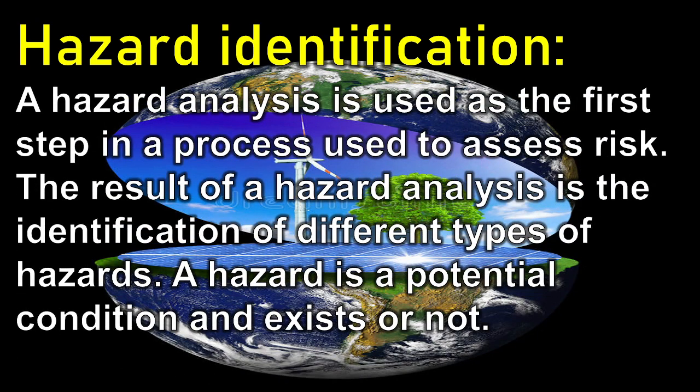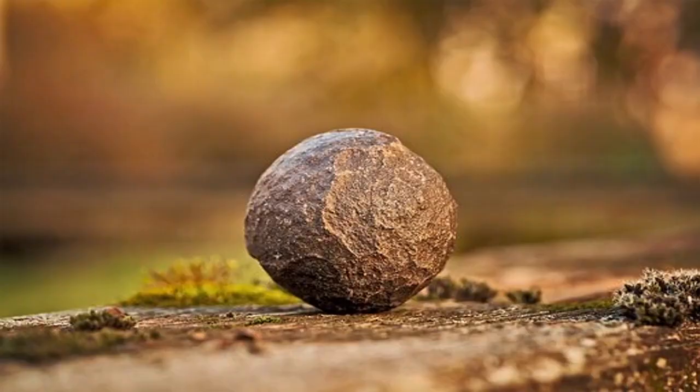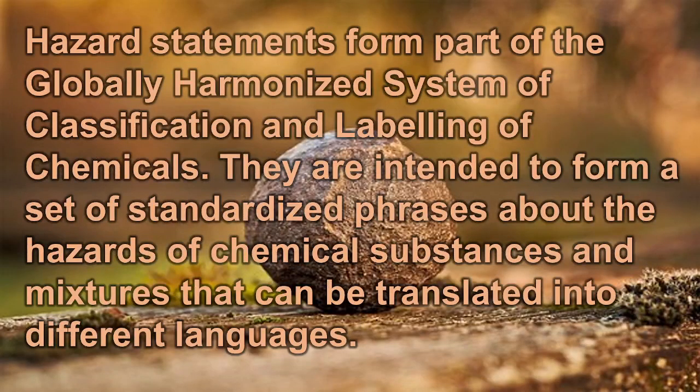Hazard identification. A hazard analysis is used as the first step in a process used to assess risk. The result of a hazard analysis is the identification of different types of hazards. A hazard is a potential condition and exists or not. Hazard statements form part of the globally harmonized system of classification and labeling of chemicals. They are intended to form a set of standardized phrases about the hazards of chemical substances and mixtures that can be translated into different languages.